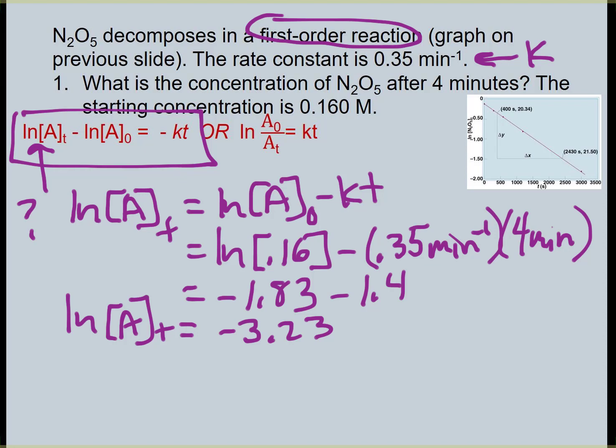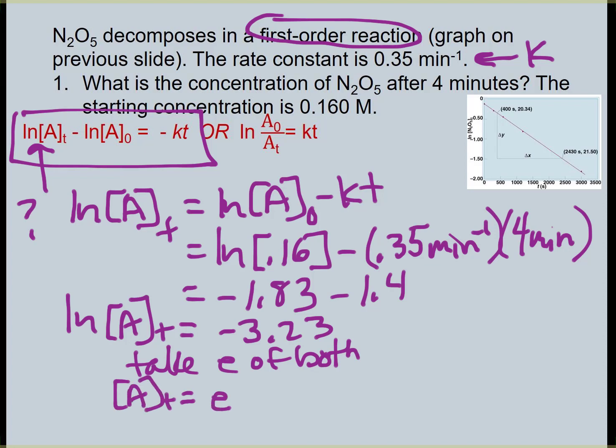How do I get rid of that natural log? Well, you're going to use your e button. So you're going to take e to the power of both sides. So by doing this, I will have just the concentration, and I'll have e to the minus 3.23. And my concentration will be 0.04 molarity.